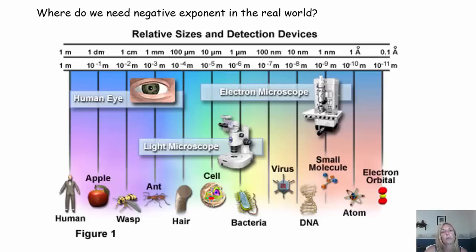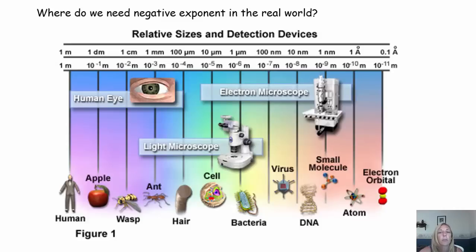I want you to ask yourself, where might you see this in the real world? Because that's what we always do in math class. When am I going to use this? Well, in this situation, science is a really big field where you're going to find these negative exponents. Have you ever heard of things like nanotechnology? Well, nanotechnology includes atoms and molecules and very, very teeny tiny things that you can't even see with your naked eye.